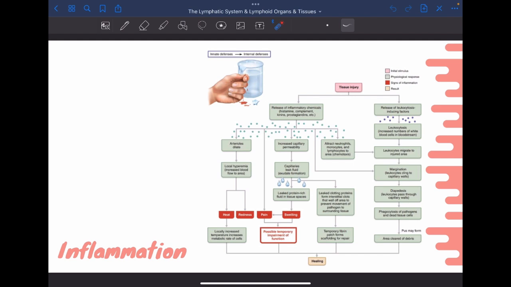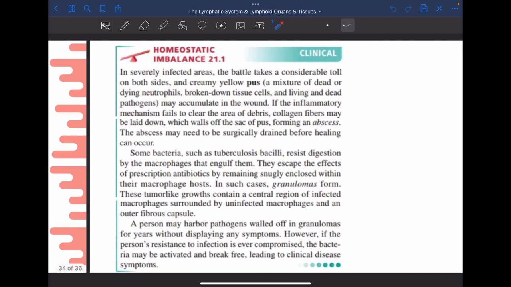I'm recruiting more cells to the damaged site to do more of the functions to help in removing the pathogen, and in turn there is the redness and the heat, the pain, the swelling, and sometimes even the limited range of motion, to ultimately reach the stage of healing.